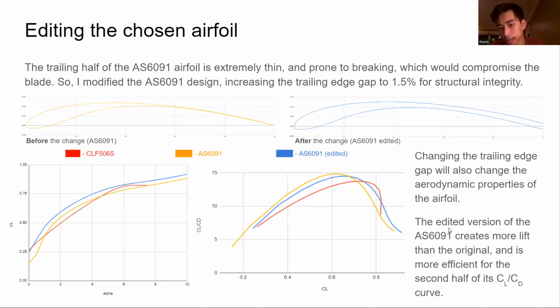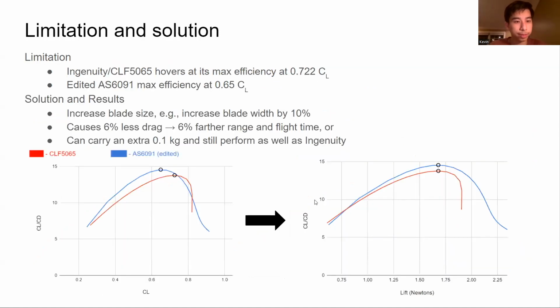Red. Now the edited version actually creates more lift and is more efficient for higher lift values, or CL values. And this actually is beneficial because Ingenuity, as you will see on the next slide, will hover at pretty high CL values. And the limitation, as I just said, is that Ingenuity hovers at its max efficiency at 0.722 CL, which is what the CLF 5065 hovers at. The problem with this is that our edited new airfoil, its max efficiency is farther back at 0.65 CL.